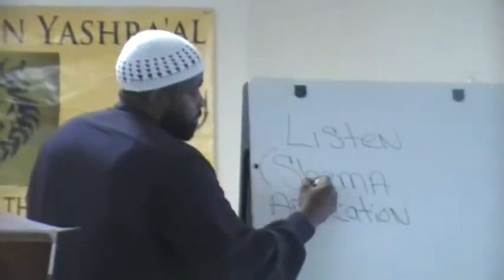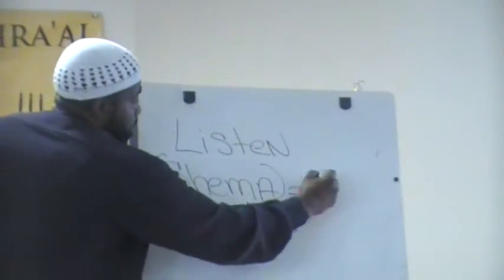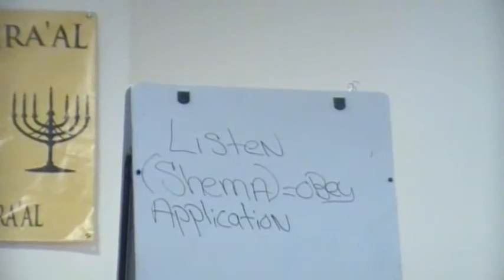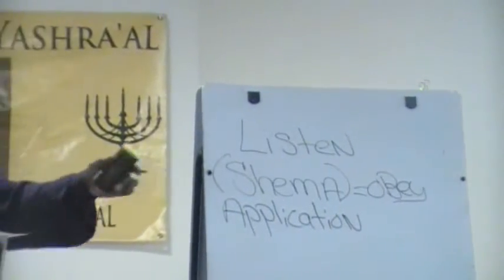For example, almost every place in the Sefer, or in the first five books here, whenever you see the word obey, almost every time in the Old Testament, you get the word Shema. Every single time. So this word Shema is associated with obeying, or to obey. Almost every single time that you see the word obey, you're going to find the word Shema.